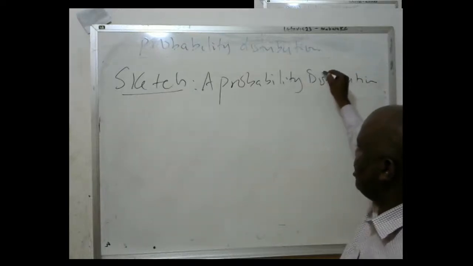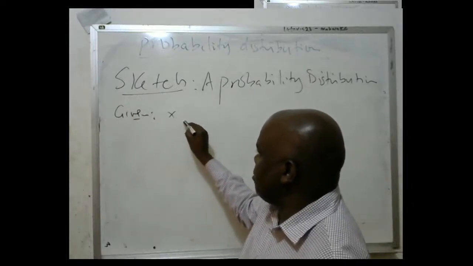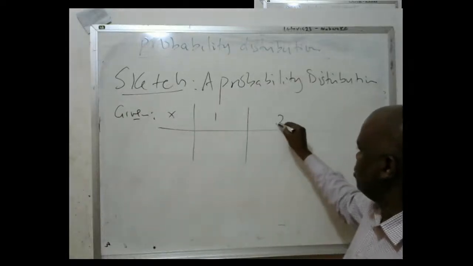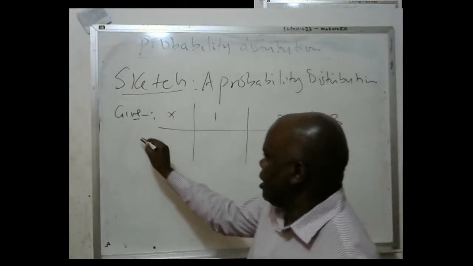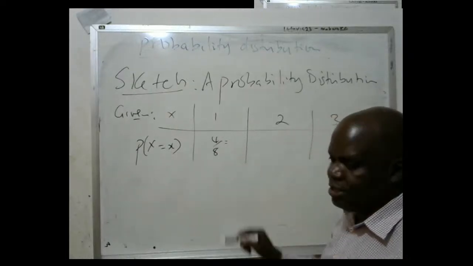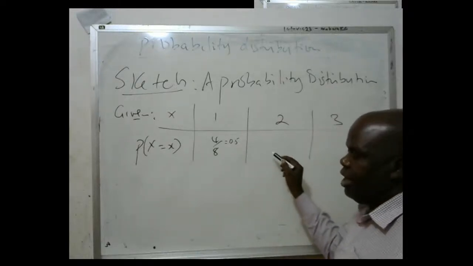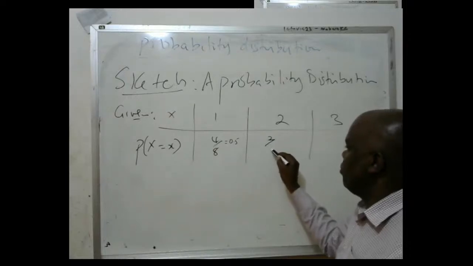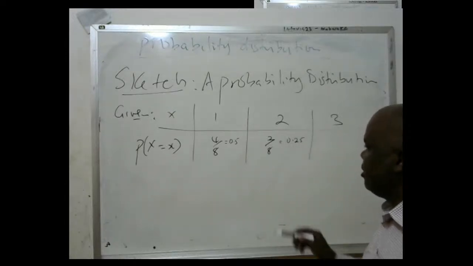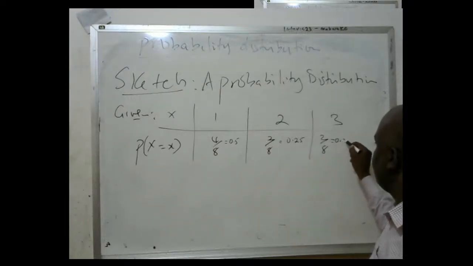Now, just from our example, given our x values, 1, 2 and 3, we had the respective probability of X being equal to x. This one was 4 out of 8, and 4 out of 8 is equal to 0.5. Then we had this one as 2 out of 8, which is equal to 0.25. This one is a quarter. Then this one gave us also 2 out of 8, which is equal to 0.25.